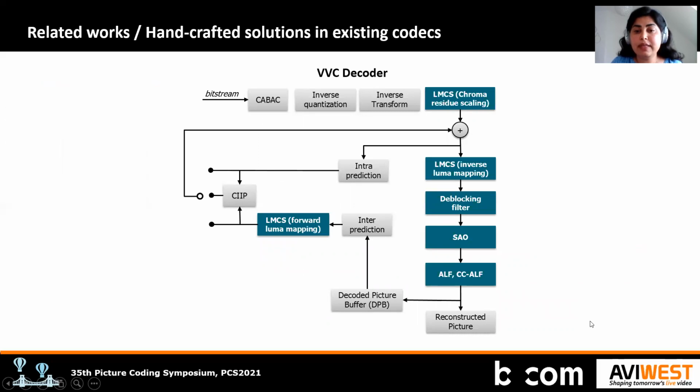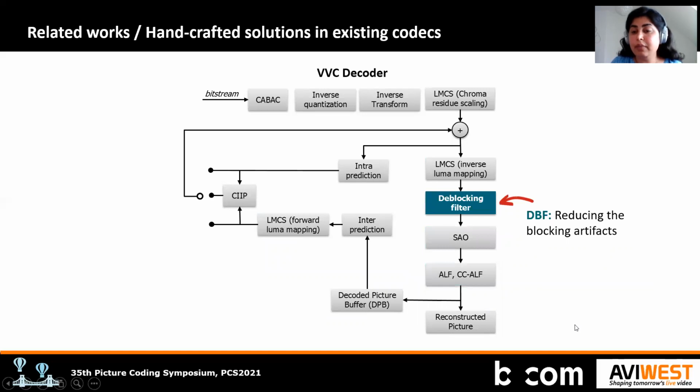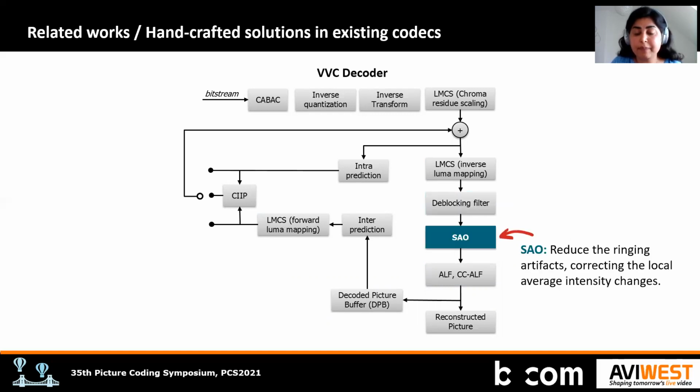And now in VVC, we are using 4 in-loop filters. Here you see a simplified block diagram of VVC decoder emphasizing the in-loop filters. First of them is the blocking filter, which is for reducing the blocking artifacts. This filter applies some low-pass filtering in block boundaries to smooth the edges.